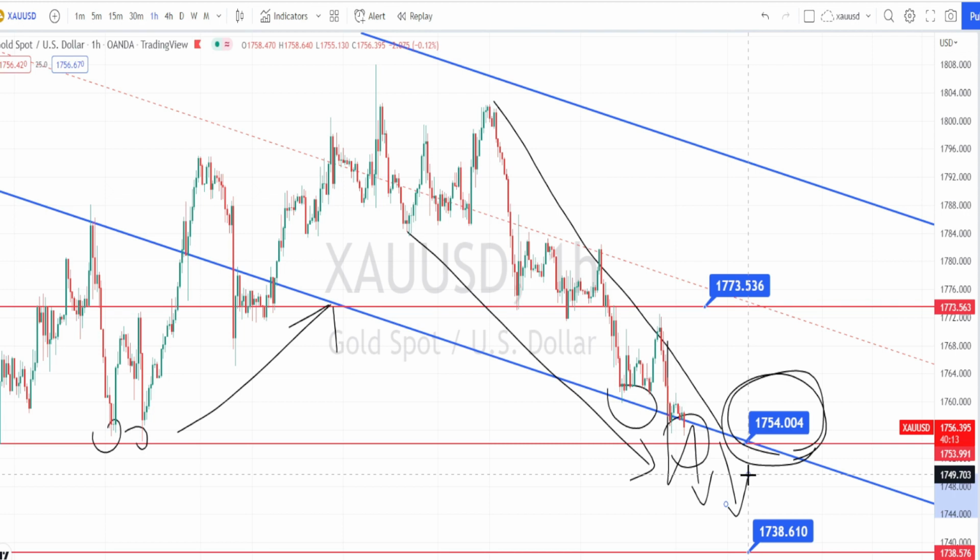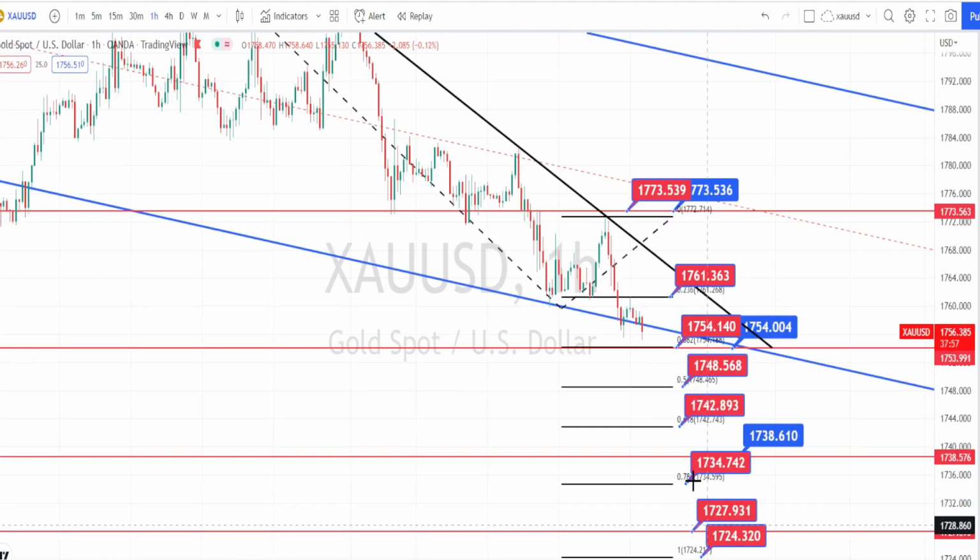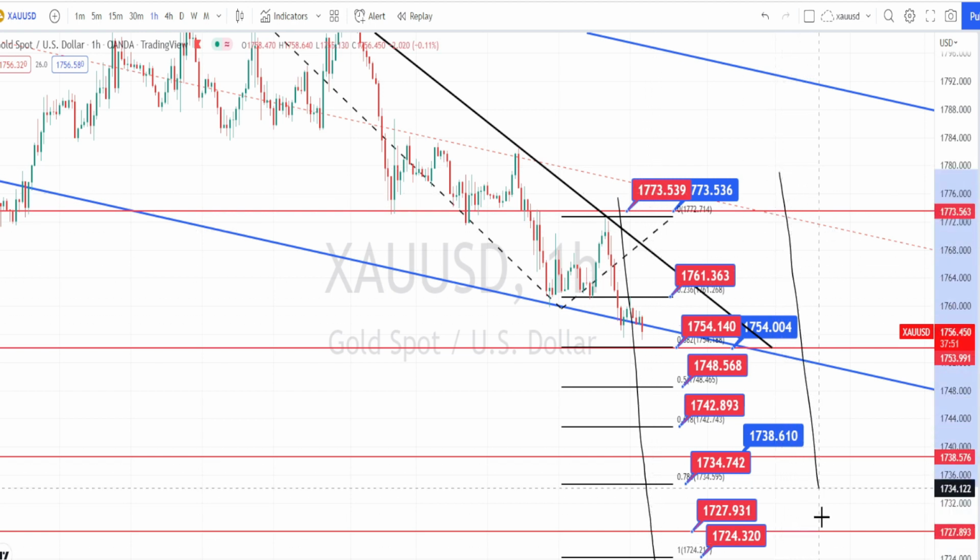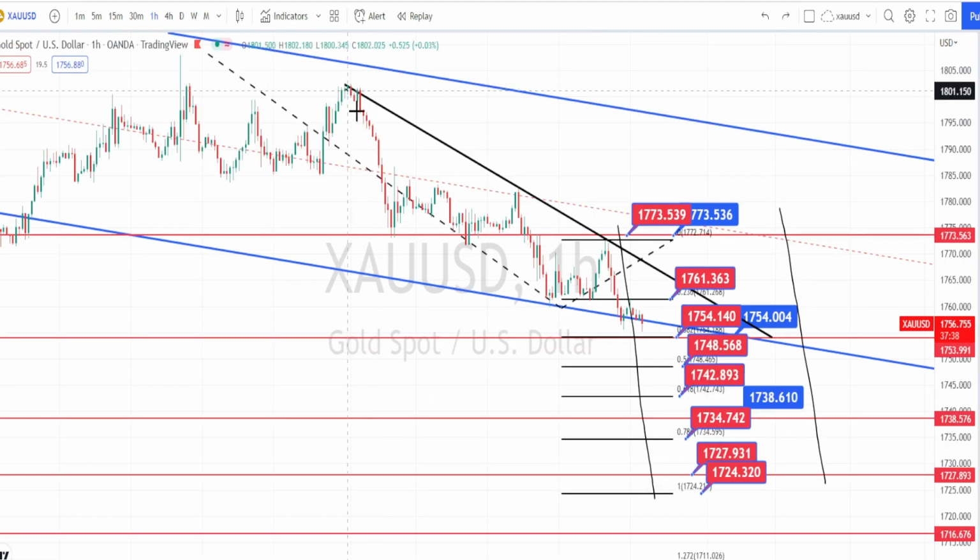Let us mark the support and resistance levels. So the values within this red color boxes are the resistance and support levels for hourly time frame. Currently we are noticing the price action to be trading below this resistance line, and as long as the price action is trading below this resistance line, we can expect the bearish trend to continue in hourly time frame.